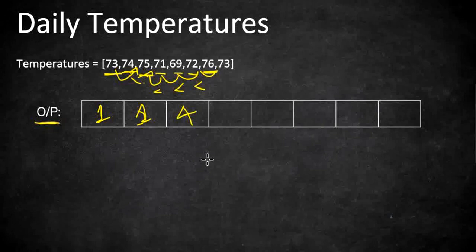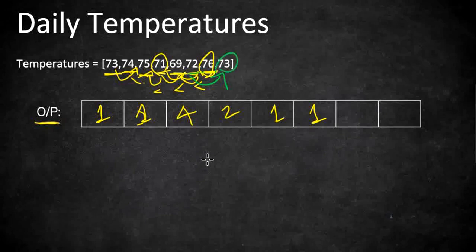Let us fill: 71 is greater than 69 and 69 is less than 72. So at 71 we have to wait 2 more days to reach a warmer temperature. So I'm going to fill 2, and from 69 we fill 1, and from 72 the next day is 76. So we have to wait 1 more day to reach a warmer temperature at this stage. So I'm going to fill 1, and there is 76, and the next number is 73.